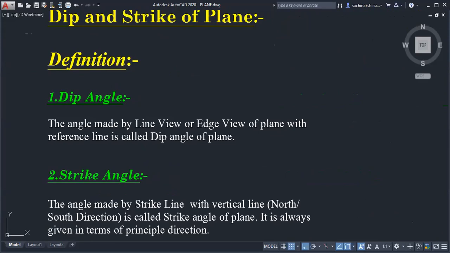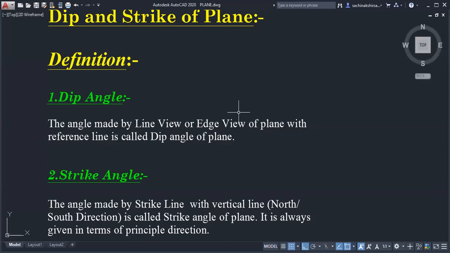Who will read? Dip and strike of plane. So it is something like properties of line. As I told, whatever we have seen in chapter number 1, properties of line, it is similar to that. Dip and strike of plane. So what does it mean by dip? It is nothing but the angle. These are the two angles of the plane. Actually, this concept is used to get orientation of plane. Keep in mind, this concept is used to get orientation of plane.